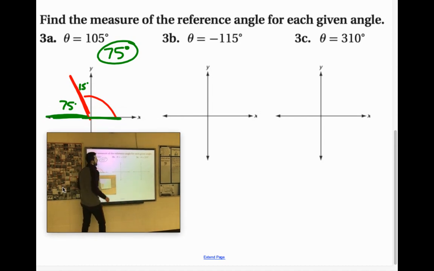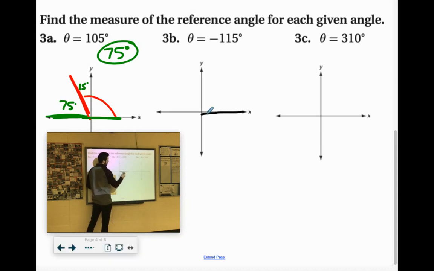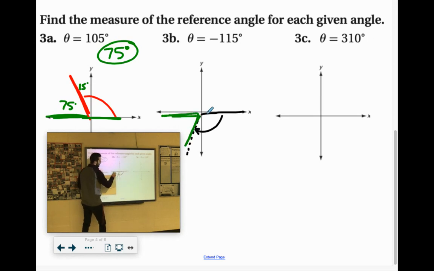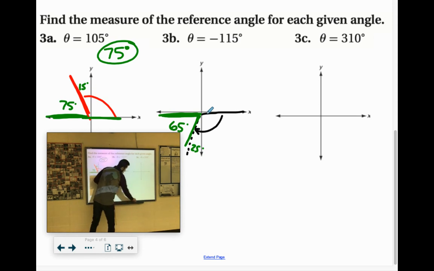Let's go with this. Negative 115. Let's go in this direction. 115 degrees. So we're into this quadrant. So then the nearest angle would be this one. That's the angle we're looking for. So if you did 180 minus 115, that would leave you with 65 degrees over here. Or you could say this is 90 plus 25 degrees, and then 25 plus 65 would give you 90. However, you can get that 65 degree reference angle.